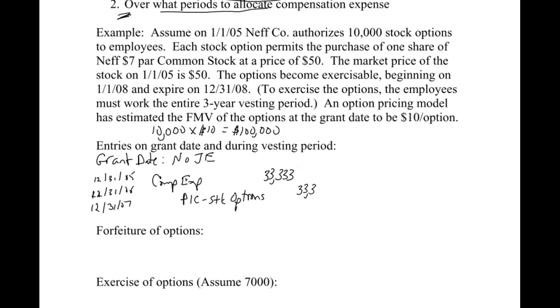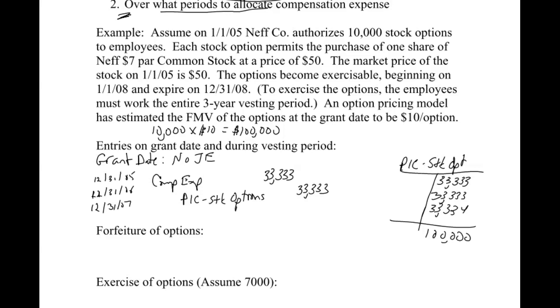All right, so that'd be 33,333. If you think about our paid in capital stock options account here, we would have 3 credits of 33,333. And at the end, I'll just make this last one 34 so that it balances out. So at the end of the 3 years, we've got $100,000 in that paid in capital stock options account, and we've expensed $100,000 over the life, and that's what we wanted to do.